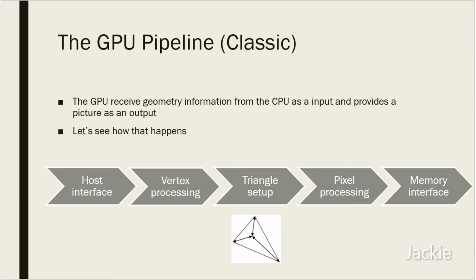Now let's talk a bit about the GPU pipeline. The GPU receives geometry information from the CPU as an input and it provides a picture as an output. So let's see how that happens.